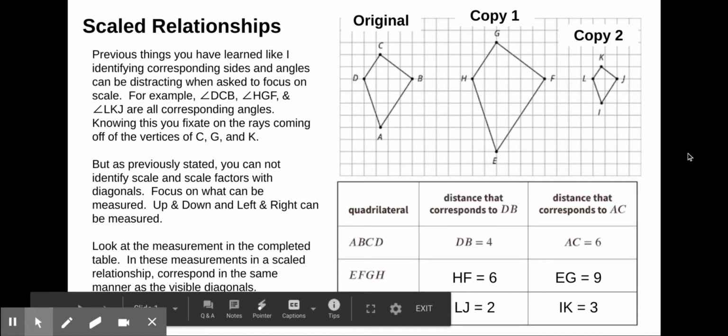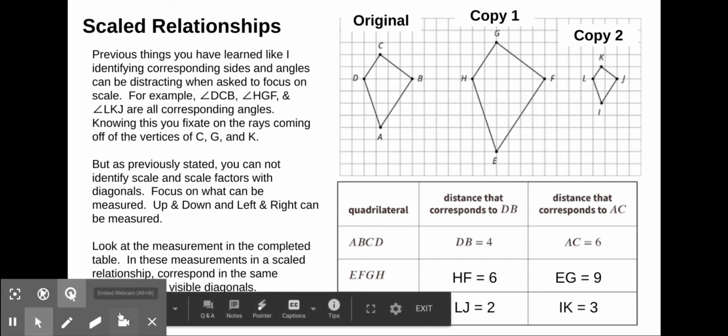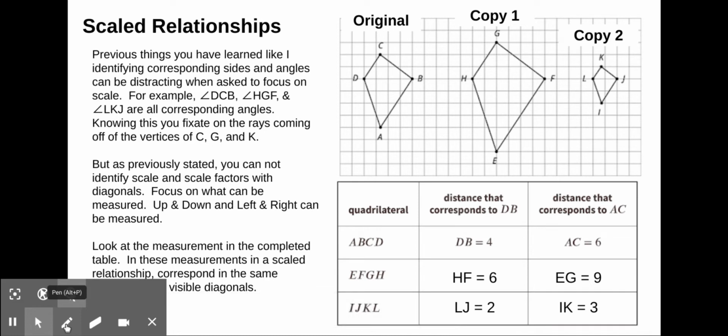Okay, let's talk about scaled relationships. When we look at our original shape and the copies, as I've told you before, sometimes you have a bad habit of focusing on the diagonals. But we can identify our scale much easier if we focus on distances that are actually measurable. And when we talk about these shapes and what's actually measurable, we just need to think about our left to right and our up and down.